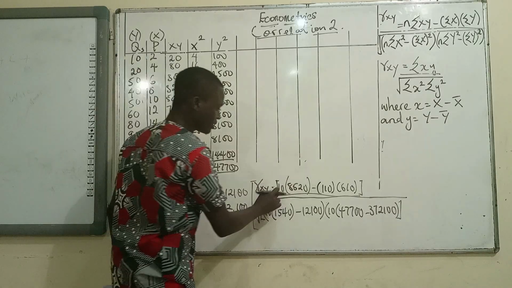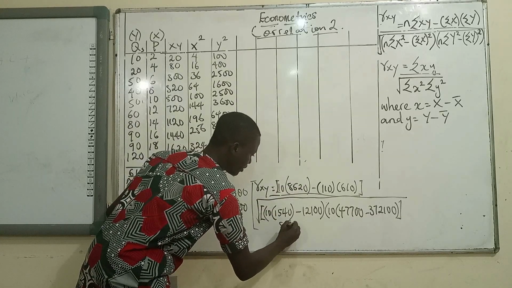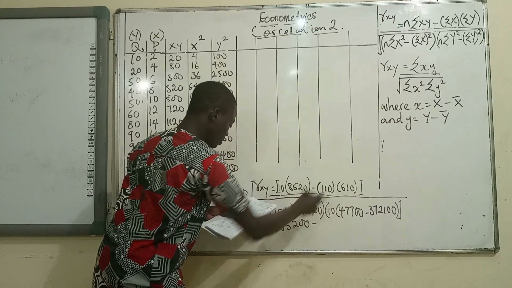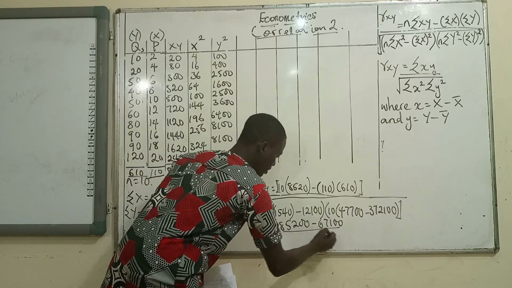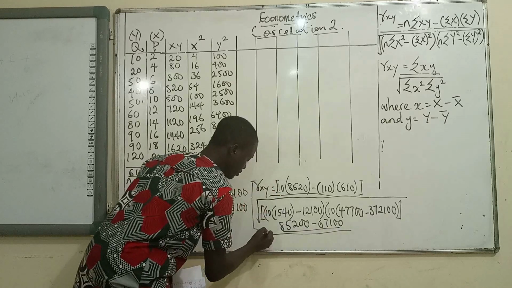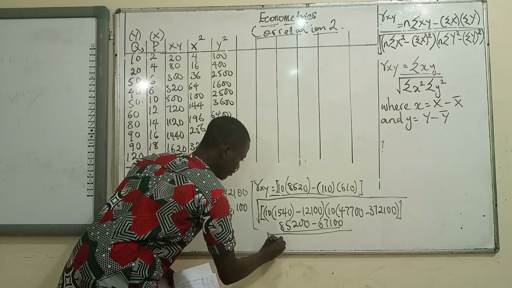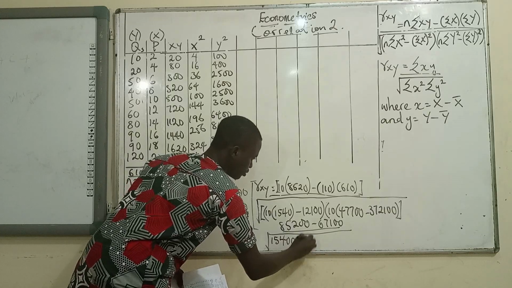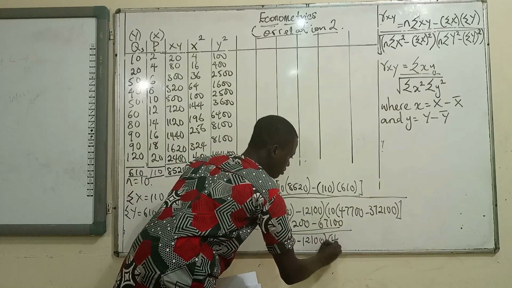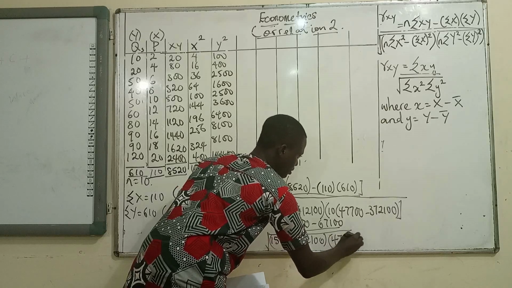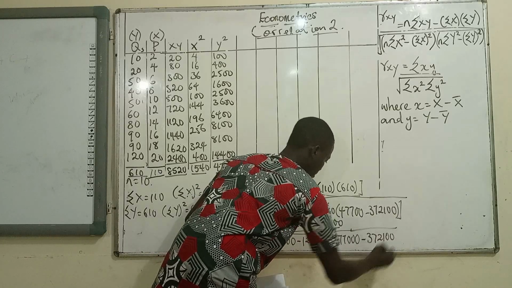So by the time we do all of this, 10 multiplied by this minus, let me just do it. 10 multiplied by this is 85200 minus 110 multiplied by 610, which is going to give us 67100. All of that will be divided by the square root sign. So 10 multiplied by 1540 is going to give us 15400 minus 12100. So you close this. Open the bracket. 10 multiplied by this is going to give us 477,000 minus 372,100.